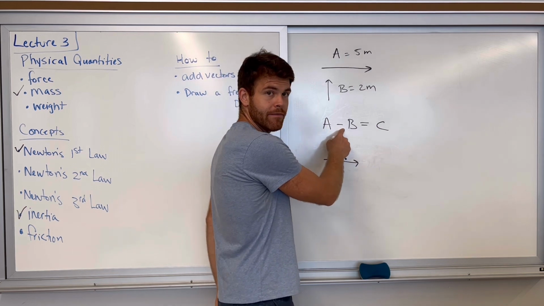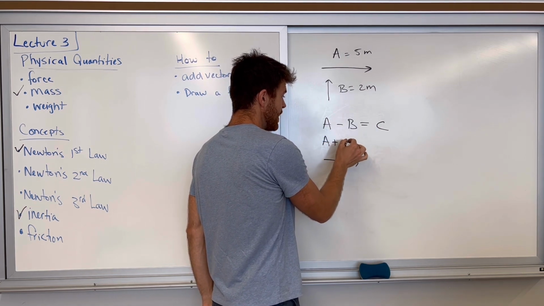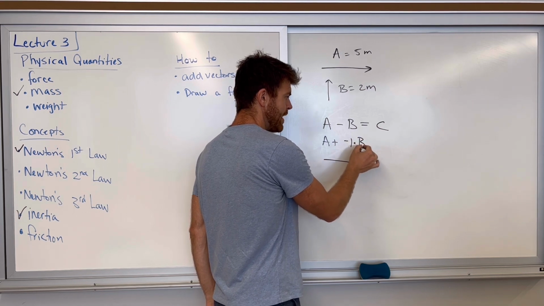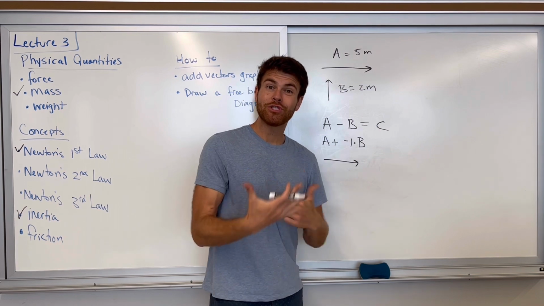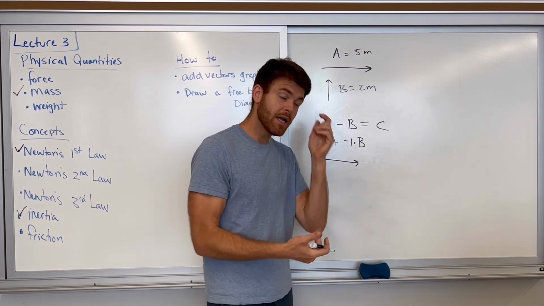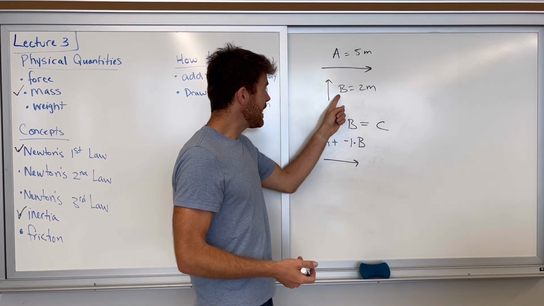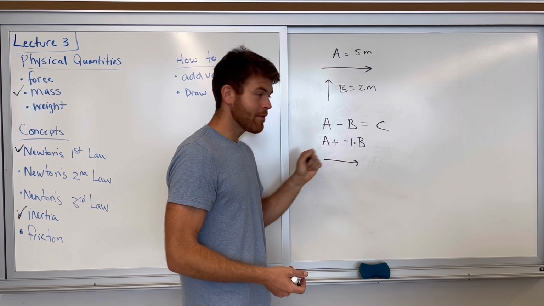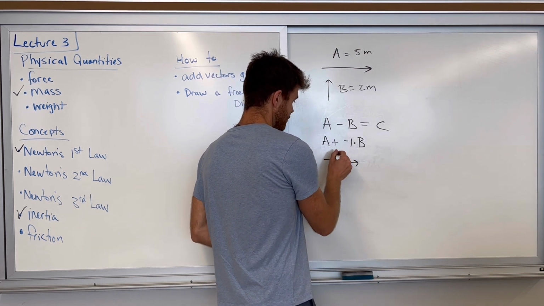And this, A minus B, could also be viewed as A plus negative 1 times B. And so when you multiply something by negative 1, you're just changing the sign. You're making it from a positive to a negative, or from a negative to a positive. So we're adding vector B, but just in the opposite direction. And so I draw A.